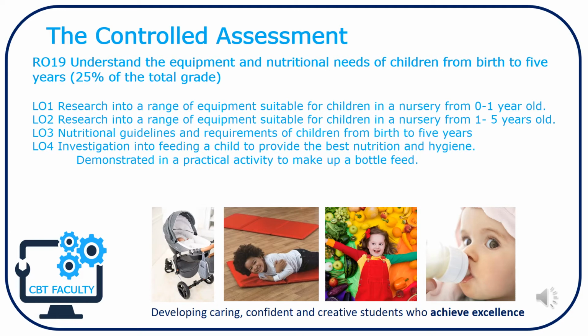The controlled assessment work is split into 2 units. RO19 covers understanding the equipment and nutritional needs of children from birth to 5 years. This accounts for 25% of the total grade. This is split into 4 parts.